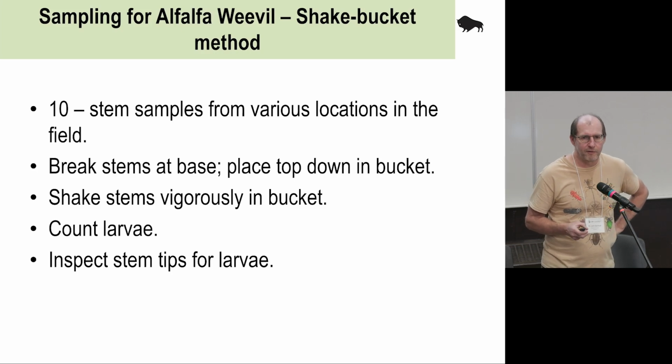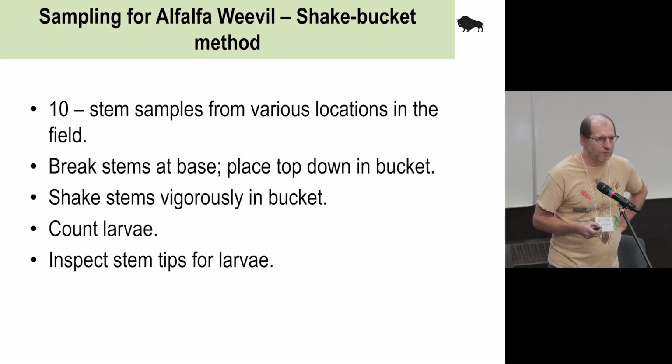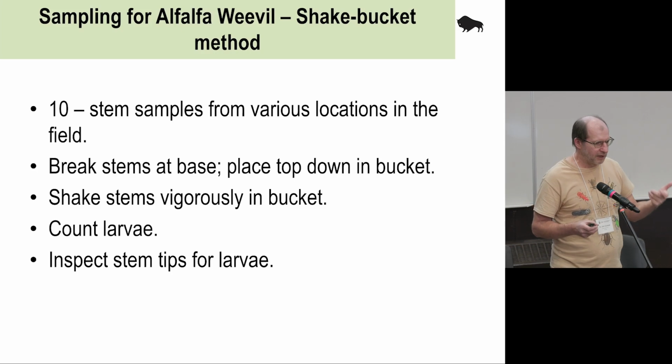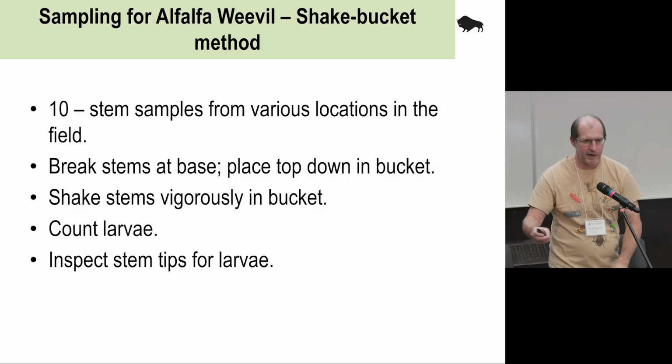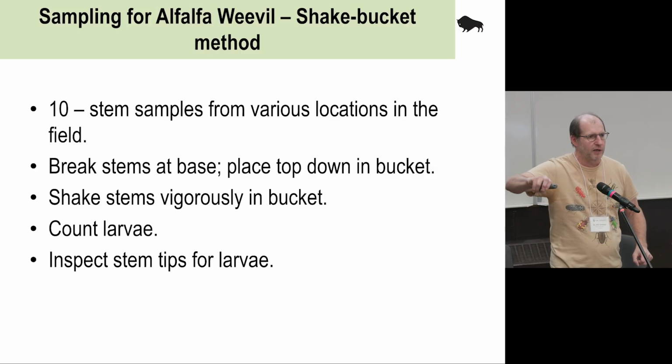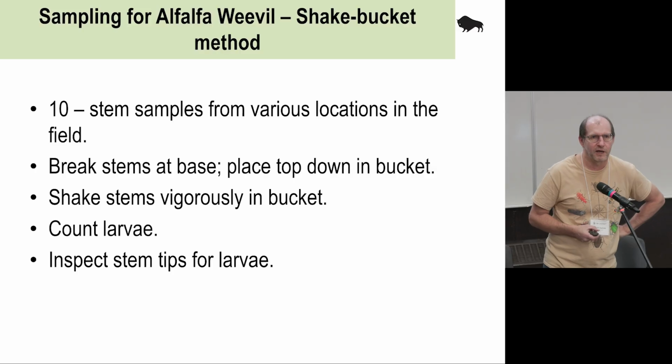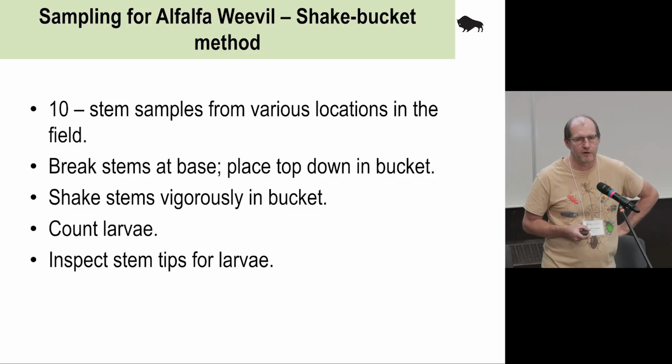An easy way to scout for them is to take a bucket with you, take some pruning shears, clip the plants, and shake the plant over the bucket. Do that for a series of about 10 stems, do that in several parts of the field, and figure out your average. We call it the shake bucket technique. It's pretty straightforward, simple, and easy. So that's the easiest way for a hayfield to do an assessment.